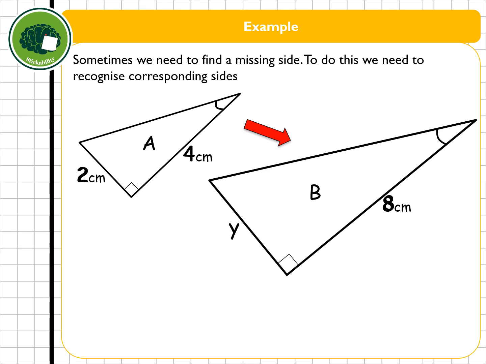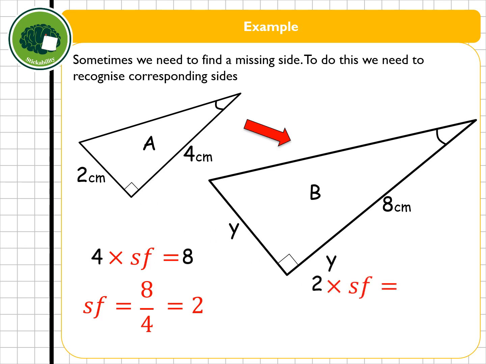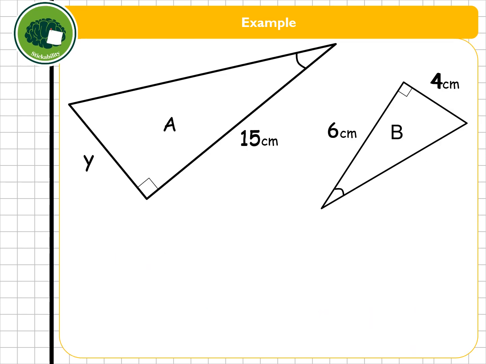I can then set up an equation by stating that 4 times my scale factor must give me 8. Some simple rearranging then would give me that my scale factor is 8 divided by 4, which is 2. I can then apply this because I then know that 2 times my scale factor must be y. I know my scale factor is 2, so 2 times 2 is 4, which means therefore that y must be 4. Sometimes it's not as easy to see what your corresponding sides are.